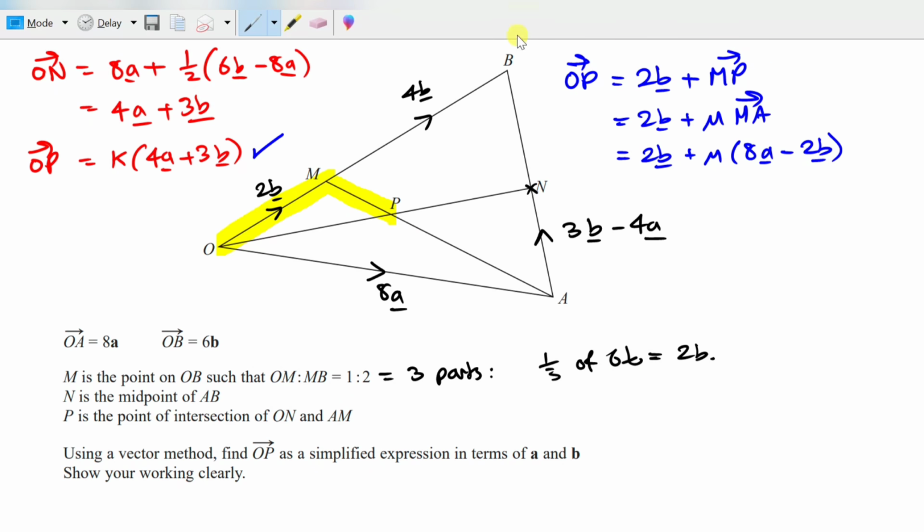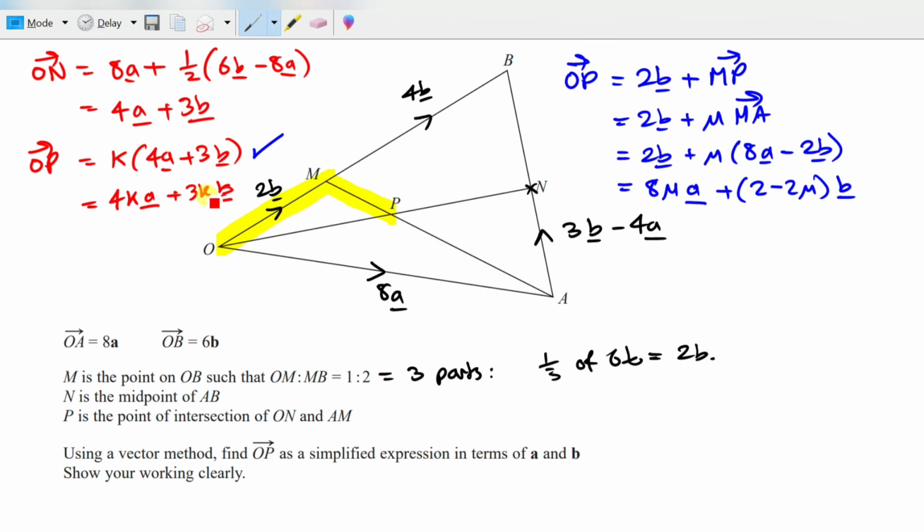And then as always, we need to collect in terms of A's and B's, yeah? So for this one, if I collect in terms of A, it's going to be 8 mu A. And for the B parts, we've got 2B plus mu times minus 2B. So just to summarize, it's going to be 2 minus 2 mu B. That's if you expanded it and then collected like terms, yeah? And I should have done the same for the first one on the left, the red one. If I expanded this one, it would be 4K A plus 3K B. That's it.